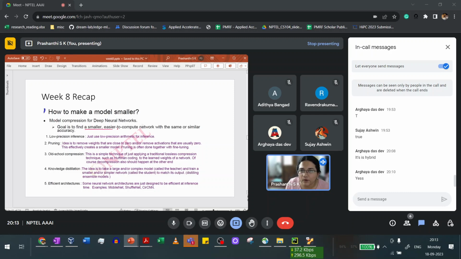Basically, you want to have a smaller, easier to compute network, but without too much of a compromise on accuracy. So one option is to use low precision arithmetic. For instance, you might see things like integers, int8, int4, variable precision integers being used. So that's one way to go about it. The other thing is to do pruning, which is removing weights that are close to zero, removing activations that are close to zero. This also creates a smaller model. So this is one more approach.